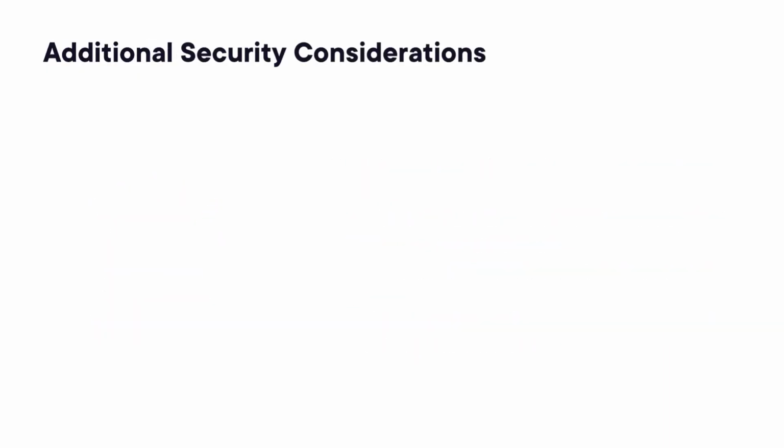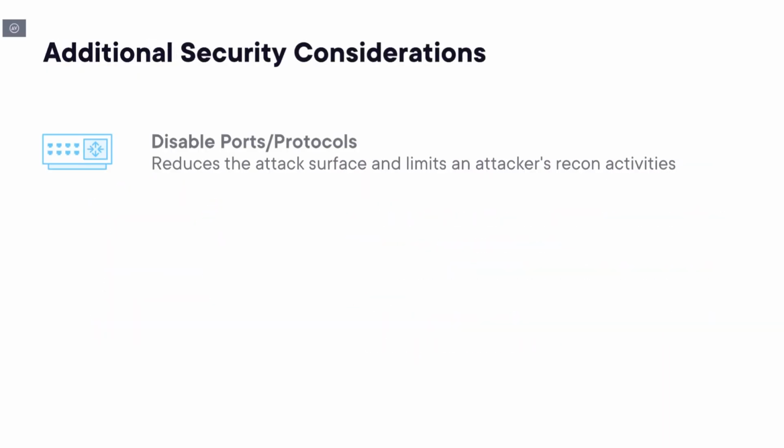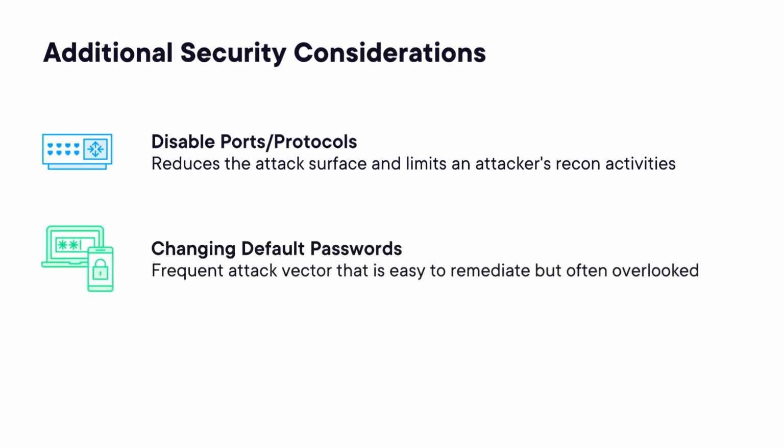And then some additional security considerations: disable ports and protocols. We've talked about that briefly, but disabling ports and specific protocols reduces the attack surface and limits the attacker's recon activities. So the less we have exposed on our network, if a bad actor is doing some type of penetration testing or some type of recon activity, the less that they can probe and the less information they can get back. That is, of course, less information for them to go on, and it reduces the overall attack surface.